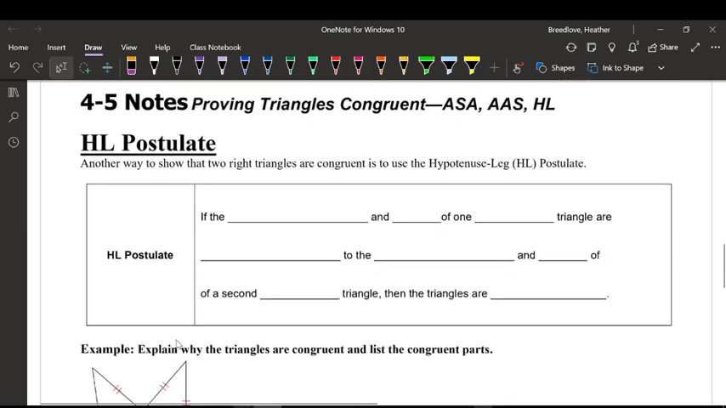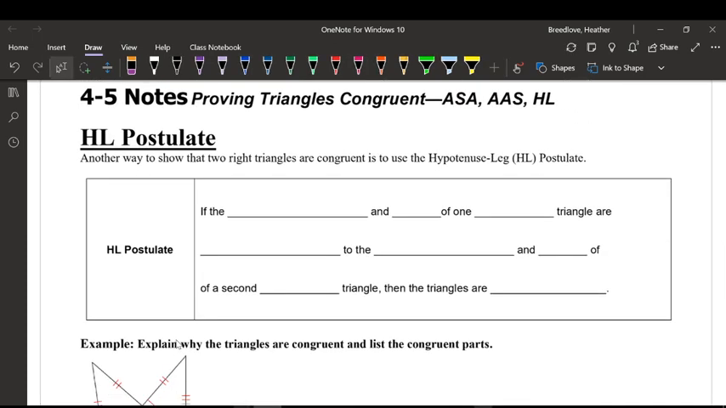So the third one for today is the hypotenuse leg postulate. And this one is special. You have three conditions that have to be met. So let me go through it first.